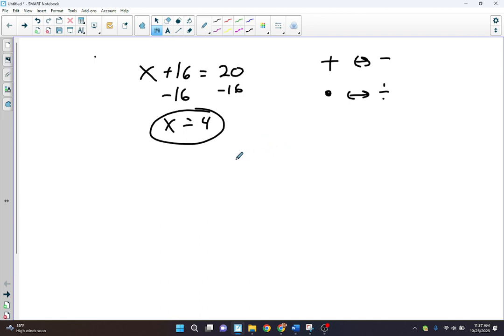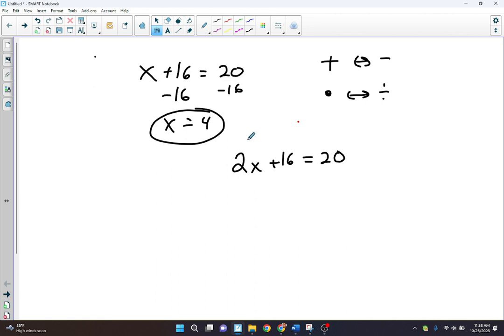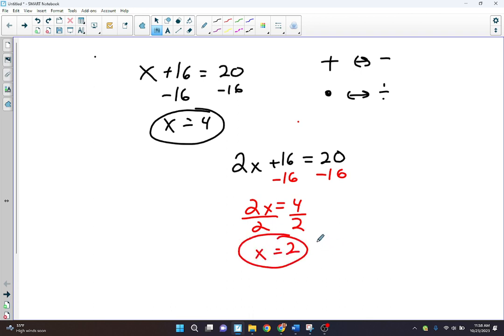So one steps are easy. Two steps, just remember, with two steps, you have to do it in opposite order. So normally, if you were to solve this arithmetic PEMDAS wise, you would do multiplication first, then addition. But because we're doing reverse operations, you got to do it in reverse order. So I'm going to subtract first. So then I get 2x equals 4, then divided by 2, x equals 2. So remember, reverse order, not only in operation, but in PEMDAS.